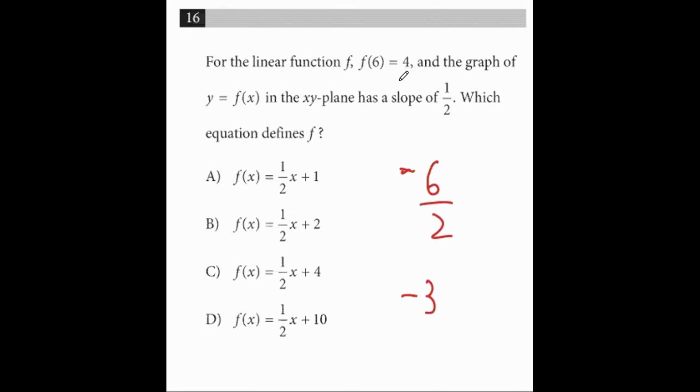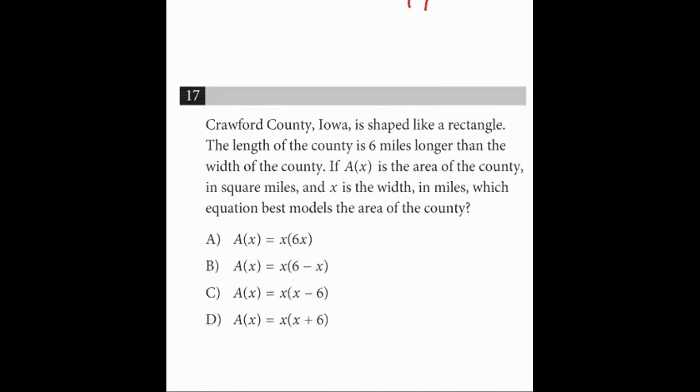So, wait, no, sorry, this is negative 3. So we have to go down 3. So, if this is at positive 4, we have to do 4 minus 3, which is just positive 1. So the correct answer is A. Okay, question 17.